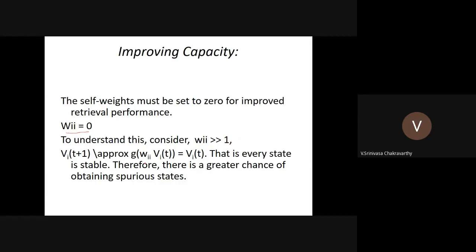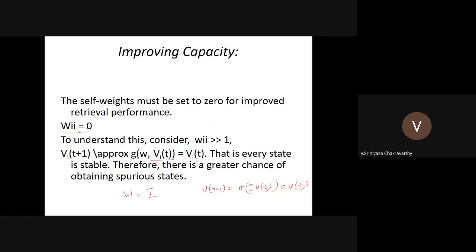So what happens here if you do W_ii? If this term dominates in the update rule, you have g of W_ii V_i(t), and this term dominates in the summation. Therefore, V_i(t+1) will be equal to V_i(t). Or take the extreme case where W is just the identity matrix I. Then V(t+1) is equal to sigma of W V, which means I V(t), which is equal to V(t).